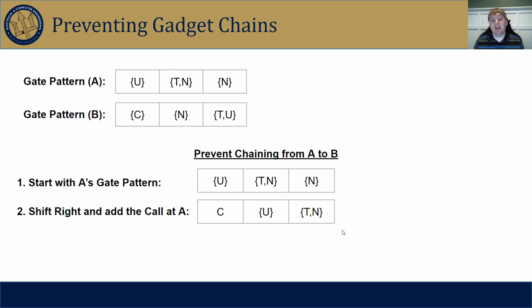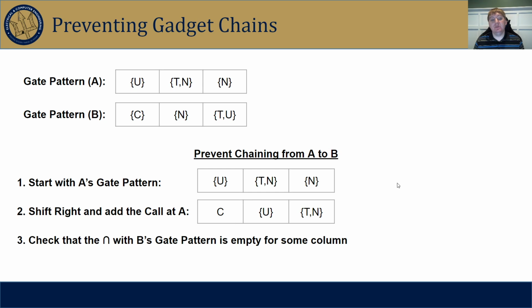So we shift the pattern over to the right that we passed at A, and we add in the indirect call that occurs at A. We then check this against B's gate pattern using the intersection operation, and we want to check whether the gate pattern is empty for some column. So we want to ensure that if we're not supposed to branch from A to B, we have some empty intersection, which means that the check at runtime will fail.